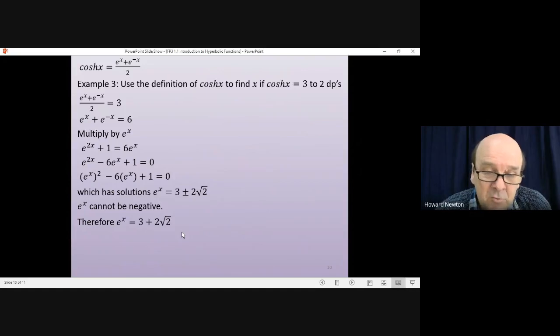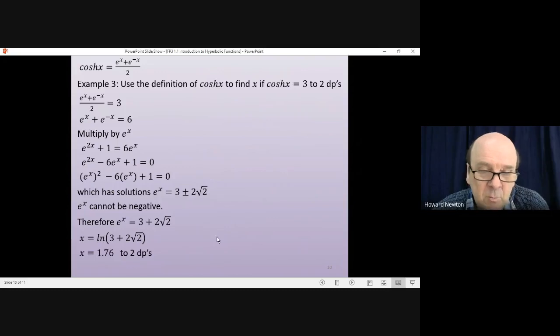If I take the logarithm of both sides, that will give me x equals log of 3 plus 2 root 2. And if the question had asked me to find the exact answer, that is where I'd stop. So that is the exact solution, x equals log 3 plus 2 root 2. But the question asked me to find the answer correct to 2 decimal places. So I'll pop that in the calculator, which gives me x equals 1.76 to 2 decimal places.